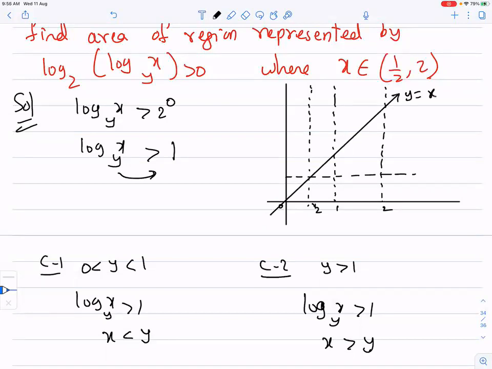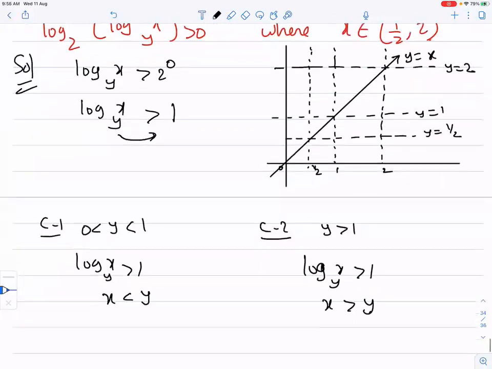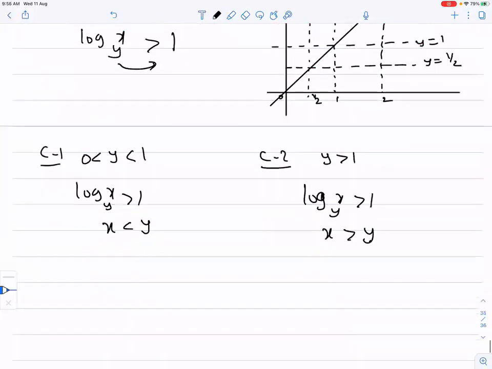This is y to x. And 1, y equal to half, and y equal to 2. Now observe this. See, y equal to x, this is y equal to x, right?